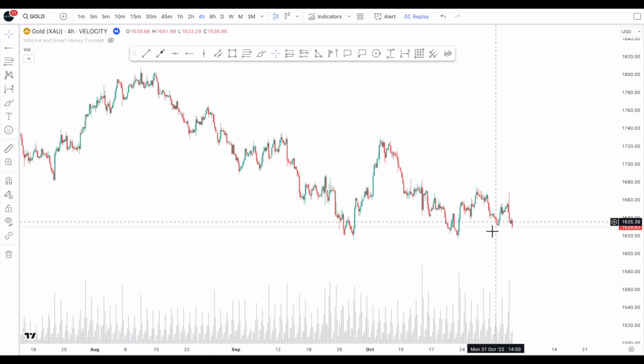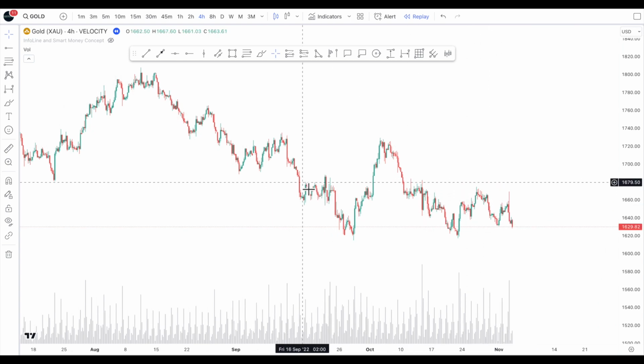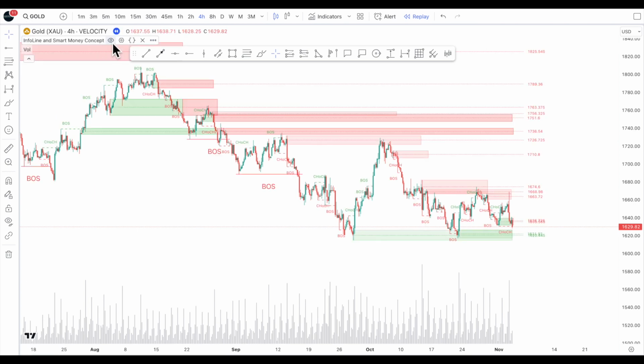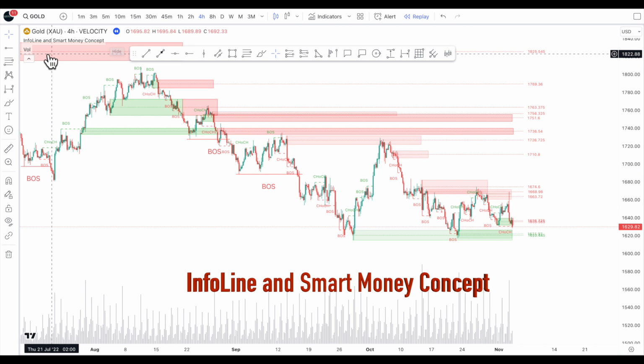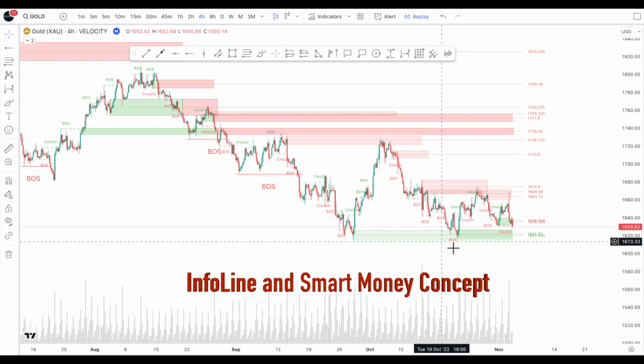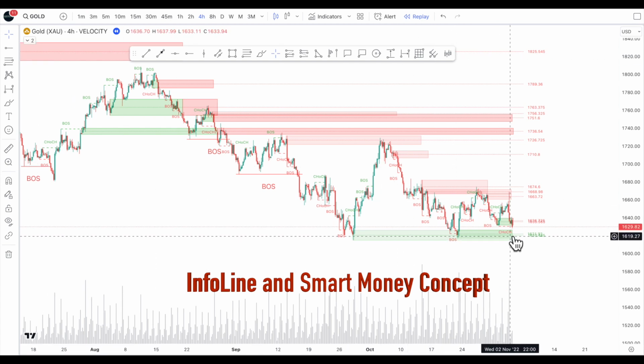Within the dynamic environment of trading, there is one theory that serves as a guide for many traders. It's the smart money concept theory. It's based on this theory that we built our InfoLine and smart money concept indicator. The development process took us a tremendous amount of time, but it was worth it.